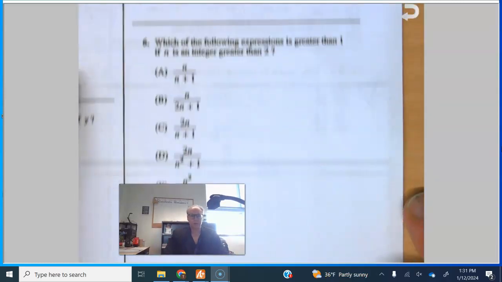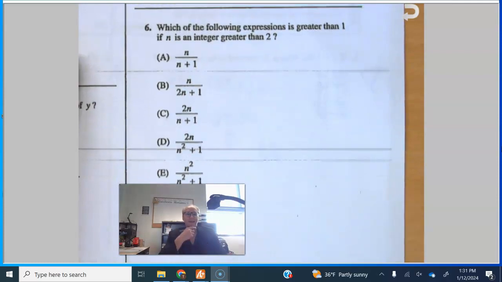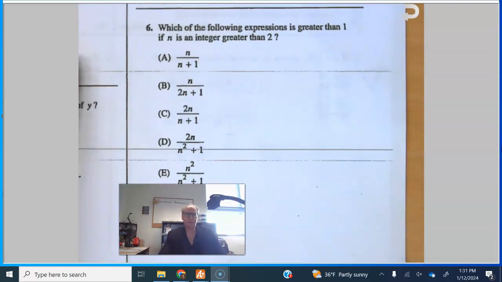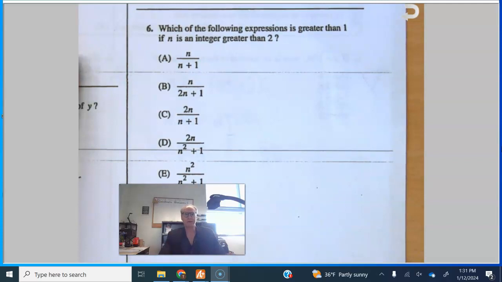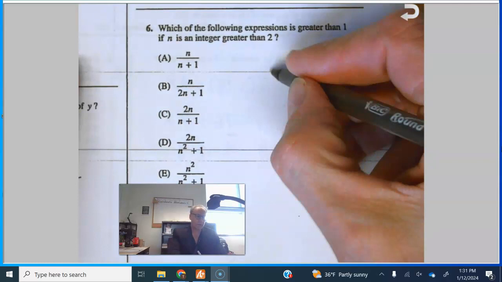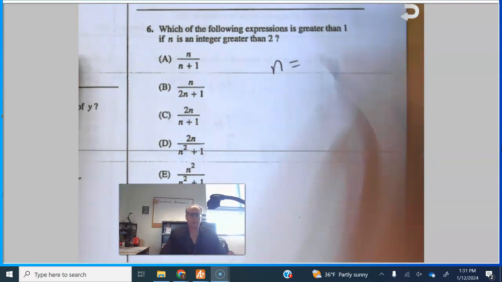Number 6 is probably one of the harder ones. It says, which of the following expressions is greater than 1 if n is an integer greater than 2? Now, a lot of people are going to play with this, and they're going to try and do the math in their head or something. Again, if I were doing this online, I would write this on my paper. I would write choose an n greater than 2.